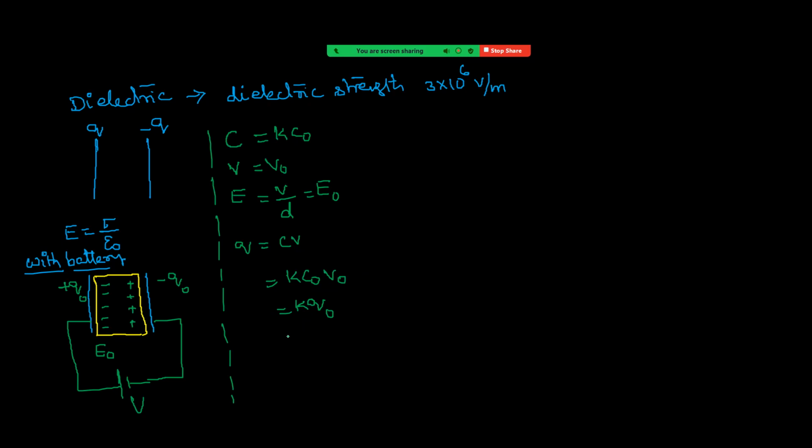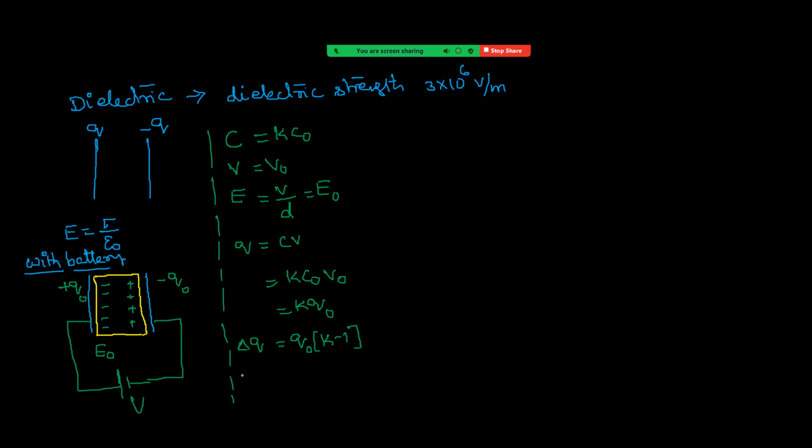Okay. And see carefully how much extra charge has flown through the battery. Initially charge was Q naught. Now charge is K times Q naught. That means the extra charge that has flown, let us take it as delta Q, is final value minus initial value: K Q naught minus Q naught, so Q naught into (K minus 1). This extra charge has flown across the battery, we can say from low potential to high potential, right?